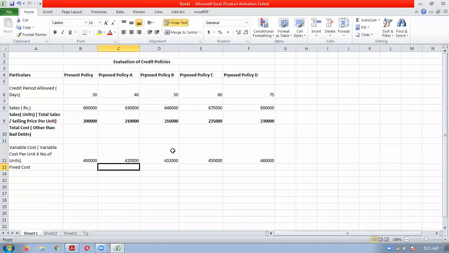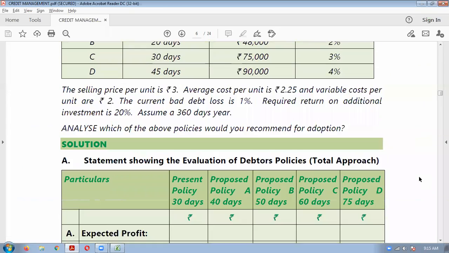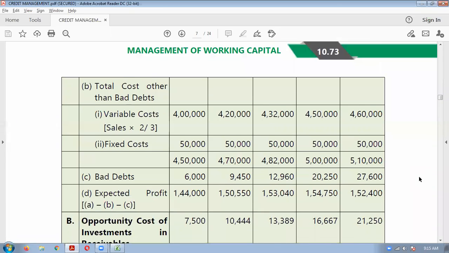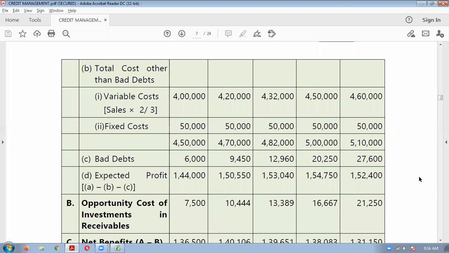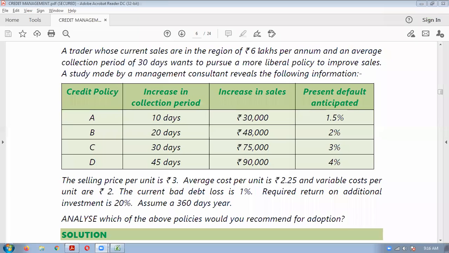This much everybody understood. Any confusion till now? How to calculate the variable cost, total variable cost. Yes or no? Any confusion?